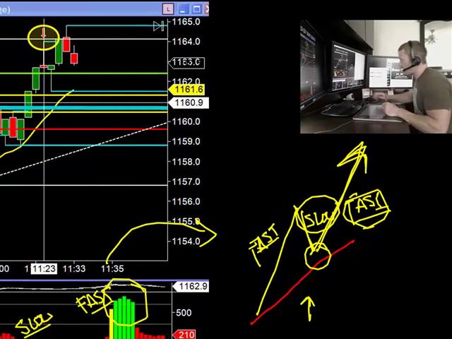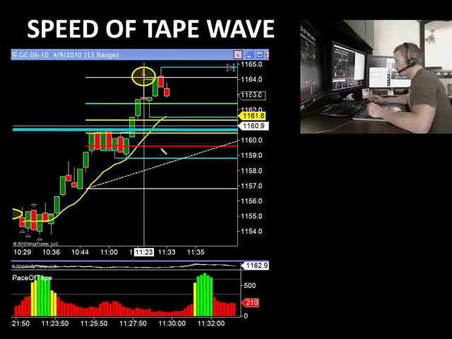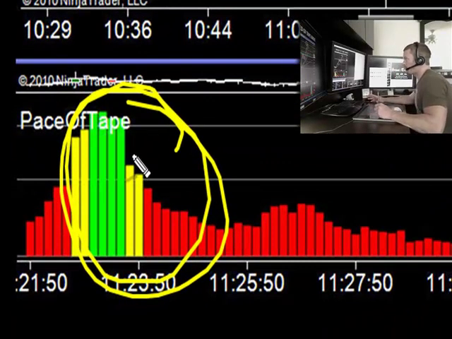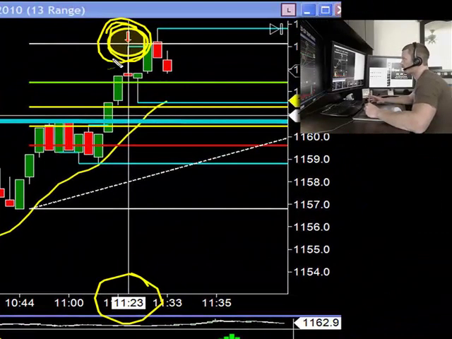And a great example here on gold of the basics of how to use speed on the wave indicator. It's a little bit late in the morning for a Friday, so we didn't take this trade, but what a great example, very well illustrated. Notice here at 11:23, we have green pace of tape. 11:23 right here, you can see it's all the way at the extreme high.